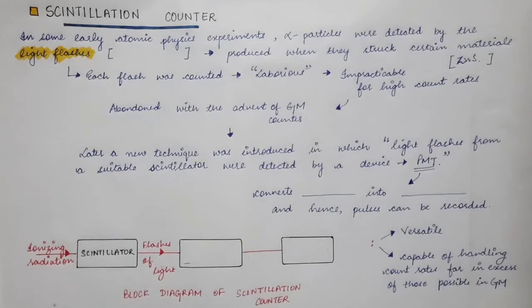When an energetic alpha particle falls on zinc sulfide, what does it do? It transfers its energy to the atoms or the molecules of the fluorescent material, and the atoms or the molecules of the fluorescent material go to the excited state by absorption of energy from the incoming energetic alpha particle. And when they de-excite, when they return to the ground state, they emit visible photons. So the same thing is utilized in the case of scintillation counter.